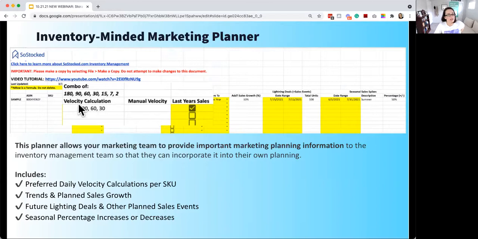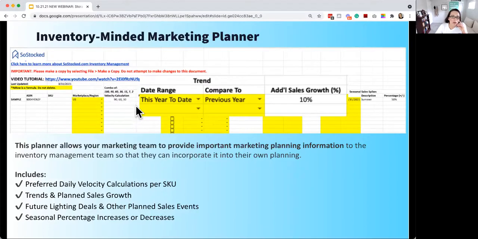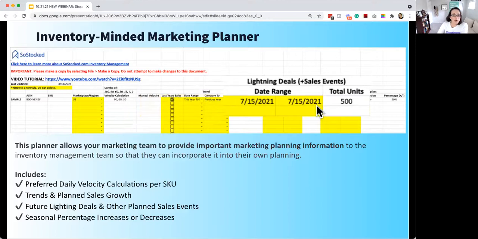Are you looking at last year's sales? Are you doing a calculation where you're looking at the average of 30, 60, and 90-day velocities? Are you doing something else? What about trend? Are we adding our trend to our calculation? If we have trended 3% increase from last year to this year, are we going to be adding that? Are we doing additional sales growth by doing a PPC campaign that we think will increase our sales by an additional 10%? All of this data should be given to the inventory team.